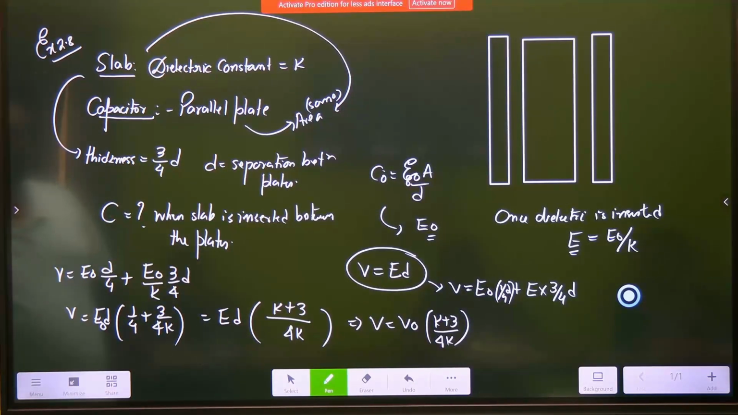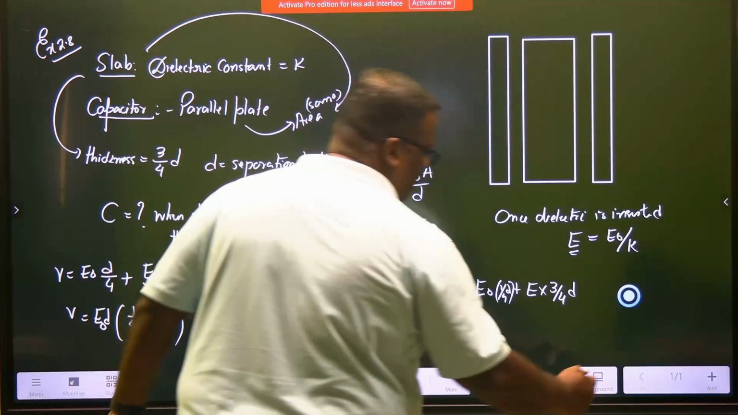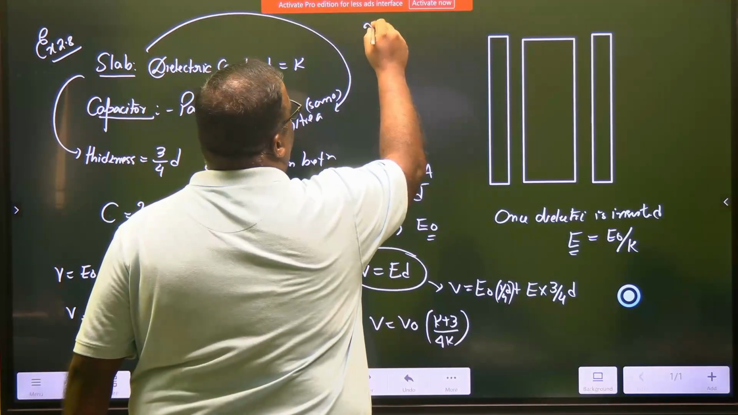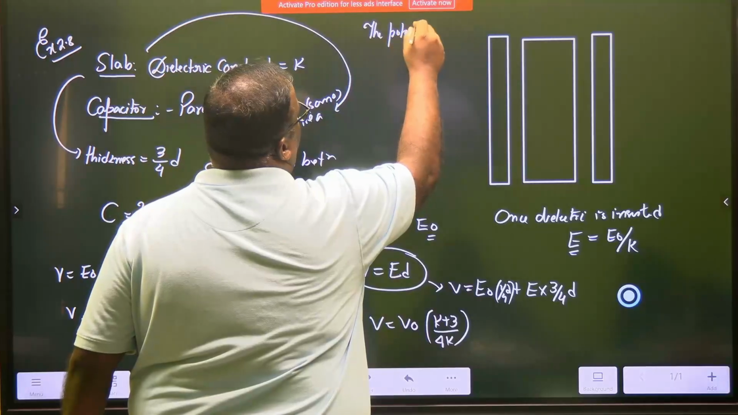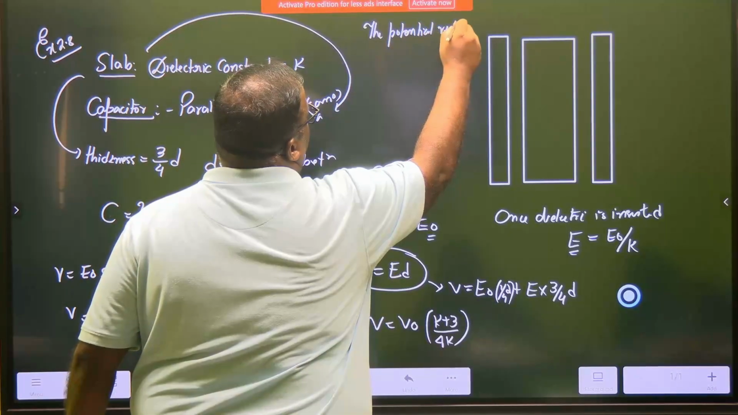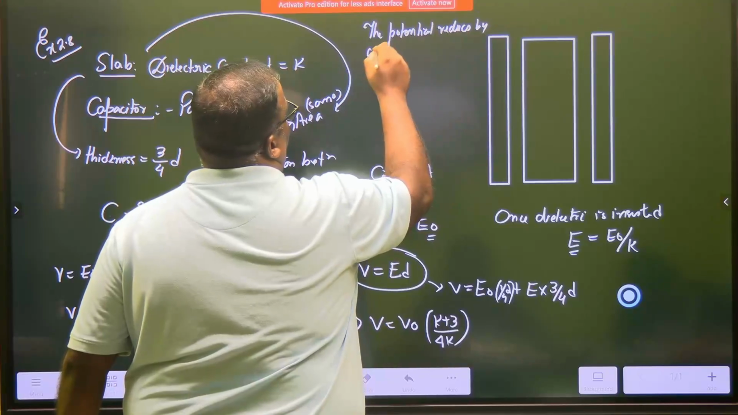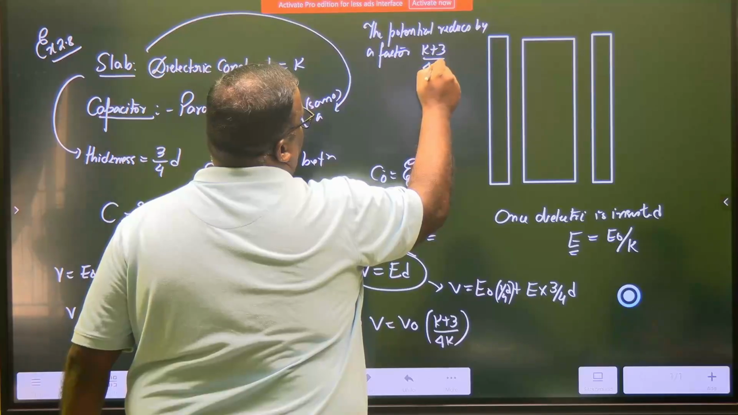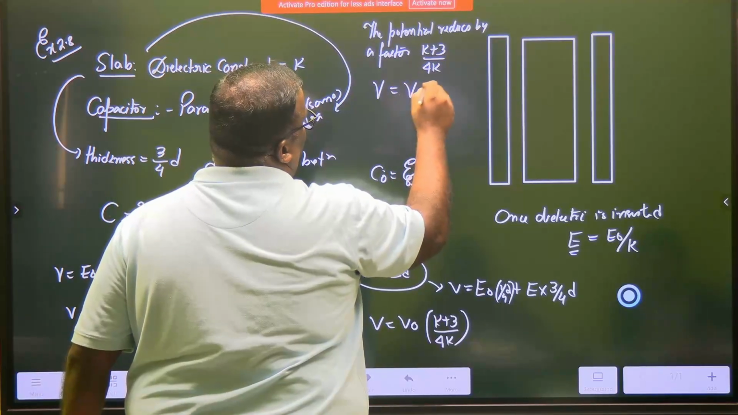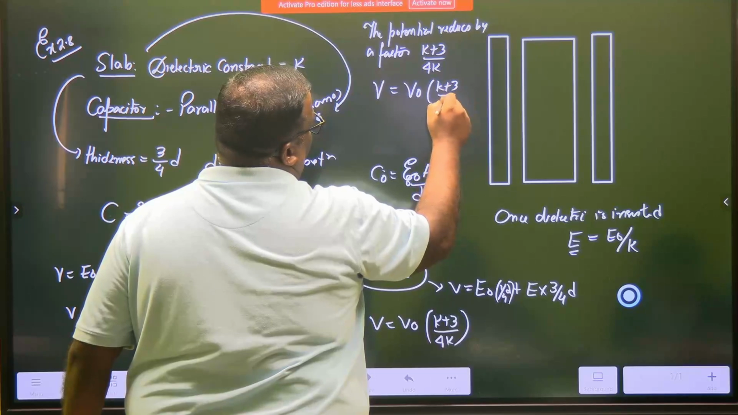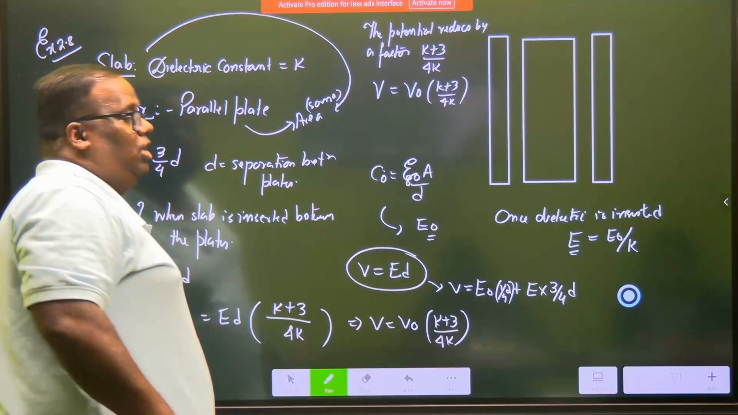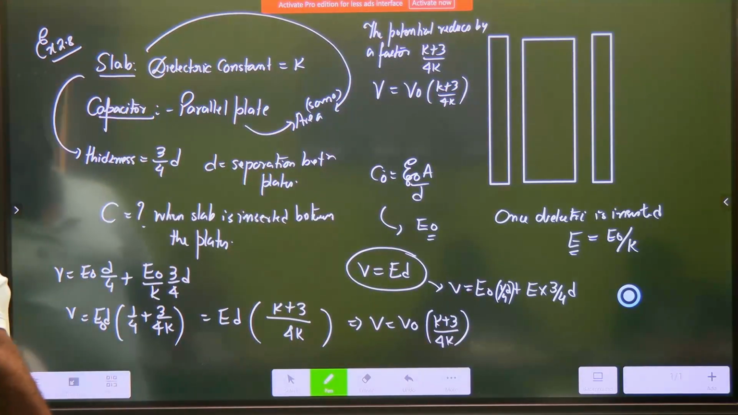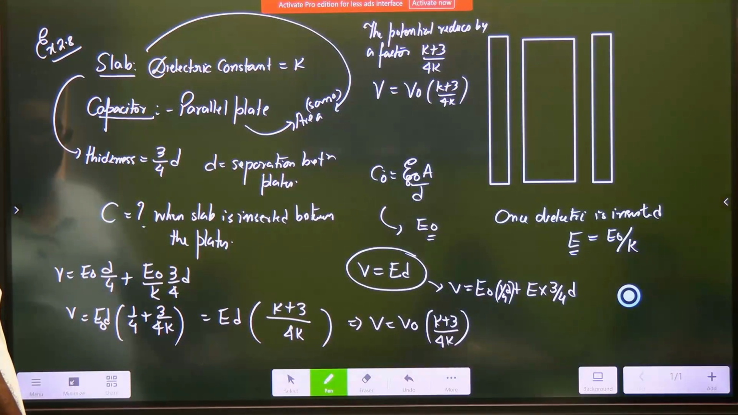So you can write that the potential reduces by a factor (K plus 3) by 4K. Means the new potential will be V0 times (K plus 3) by 4K. The potential reduces. So if the potential reduces, the capacitance increases. There won't be any difference in charge.